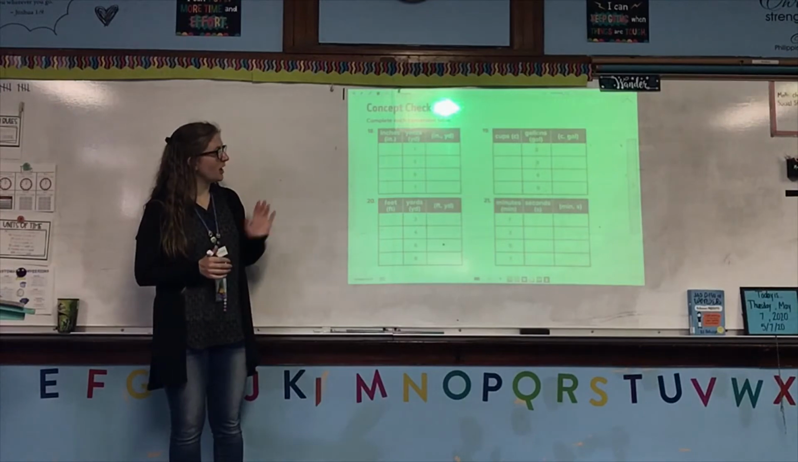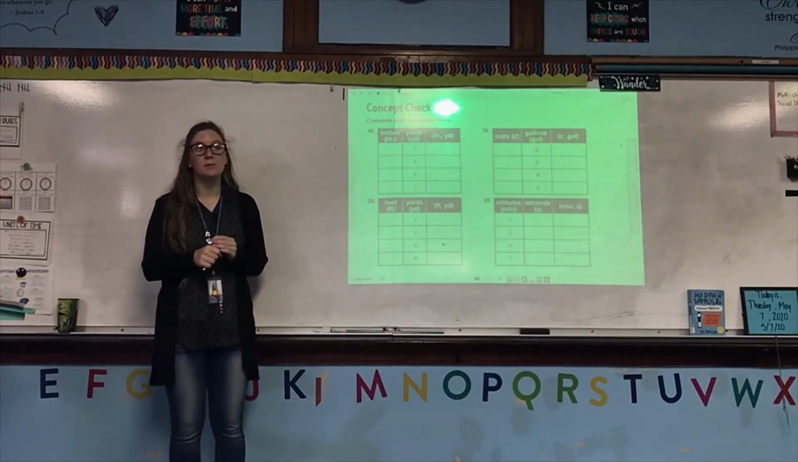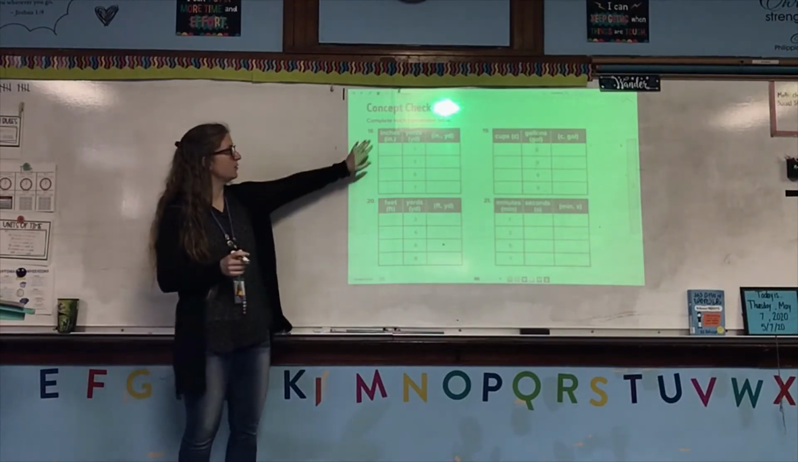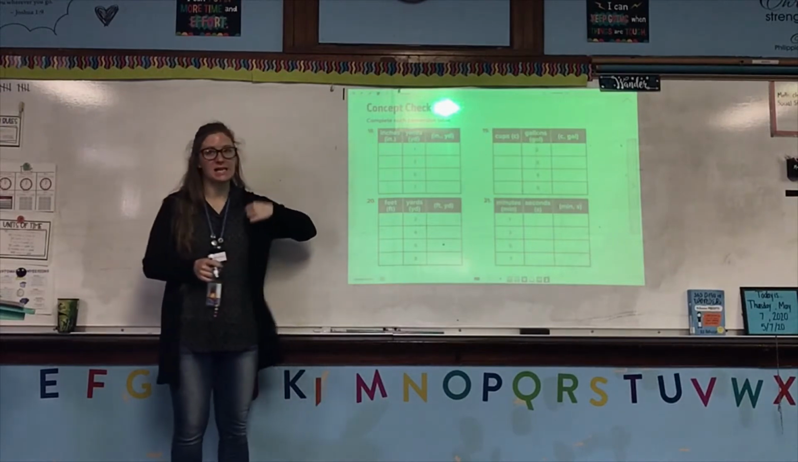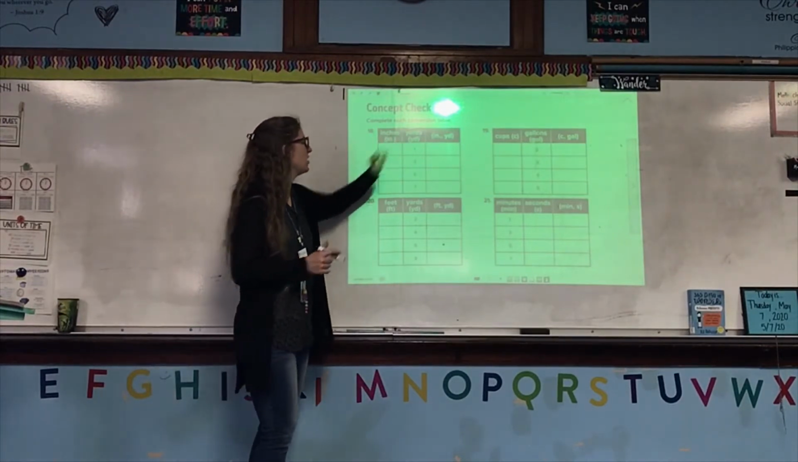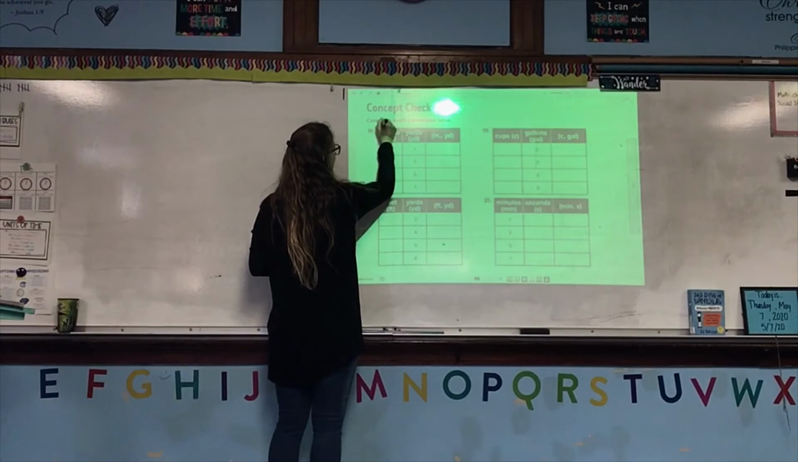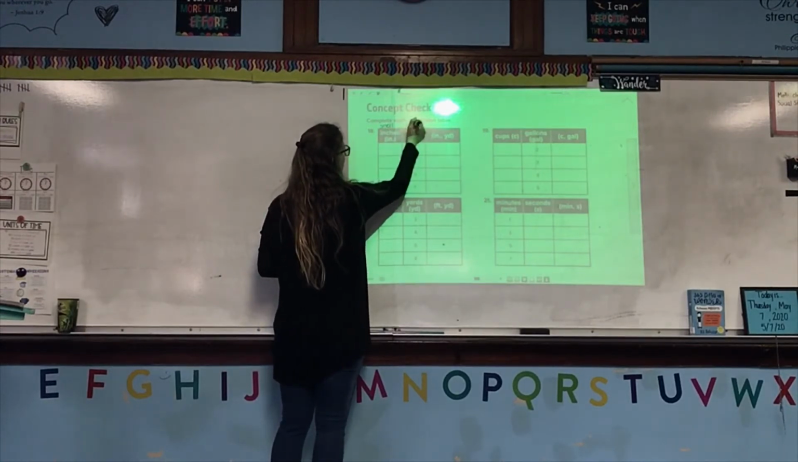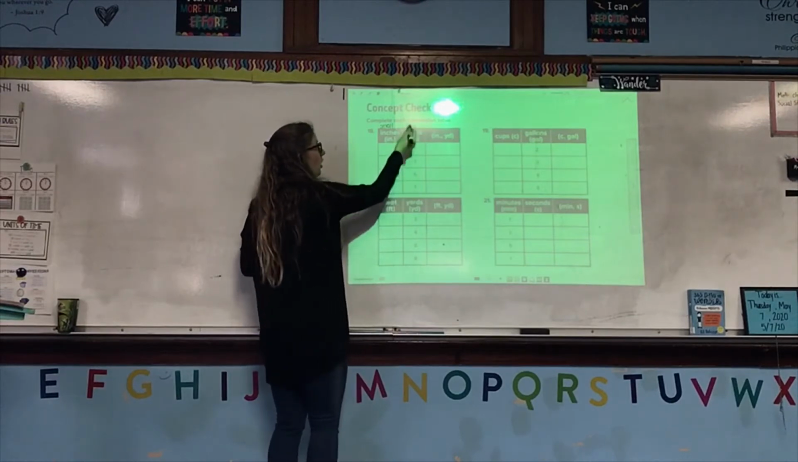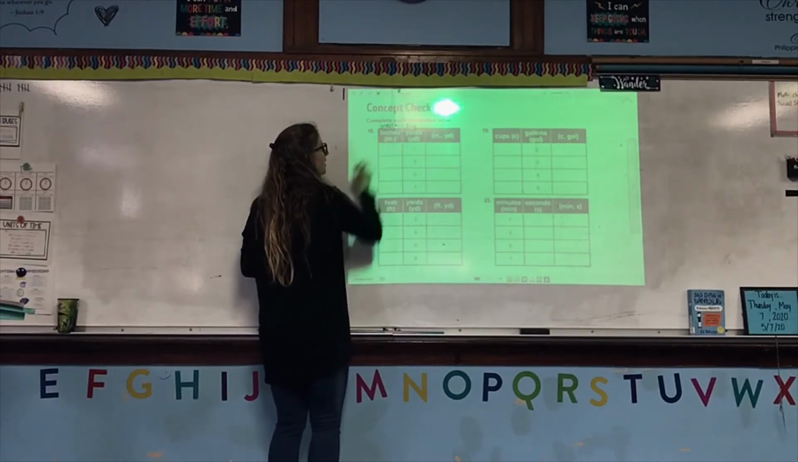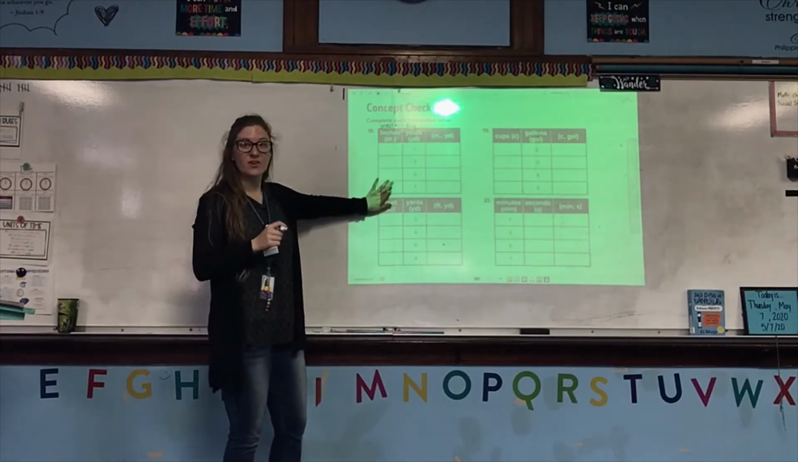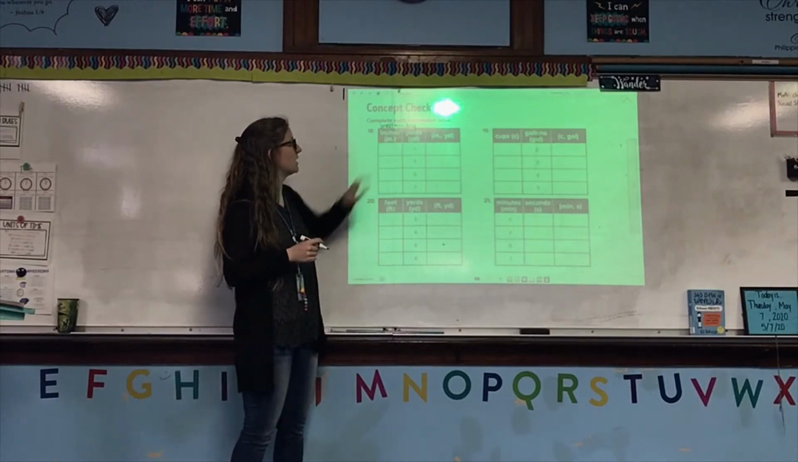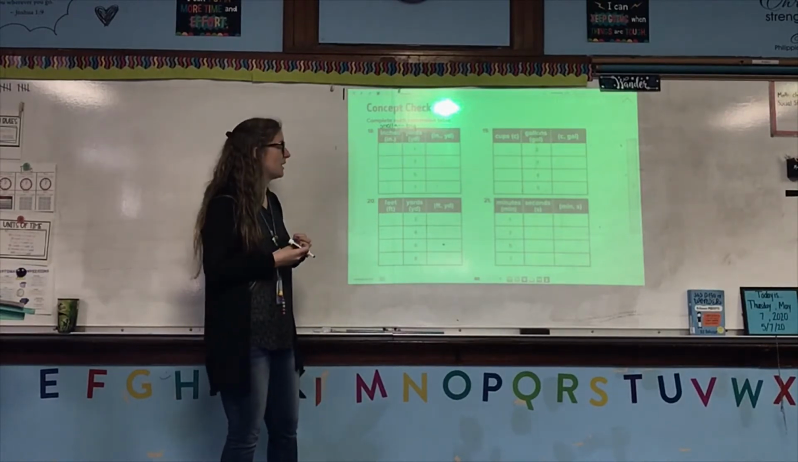Okay, so for number 18 through 21, we are completing conversion tables. So let's look at number 18. We have inches and yards. Inches are small. Yards are big. We know the yards, which means even though inches come first in this column, we're still going big to small, which means we're going to multiply.